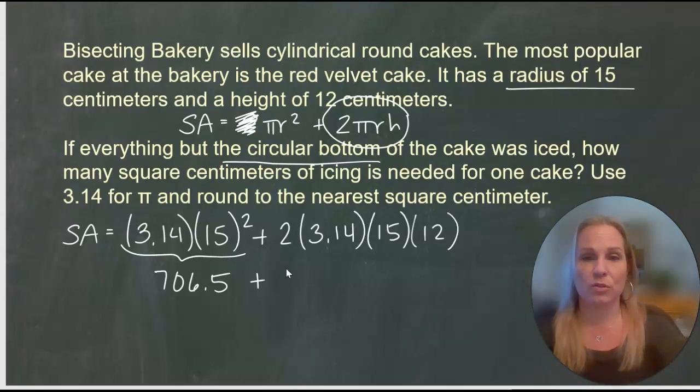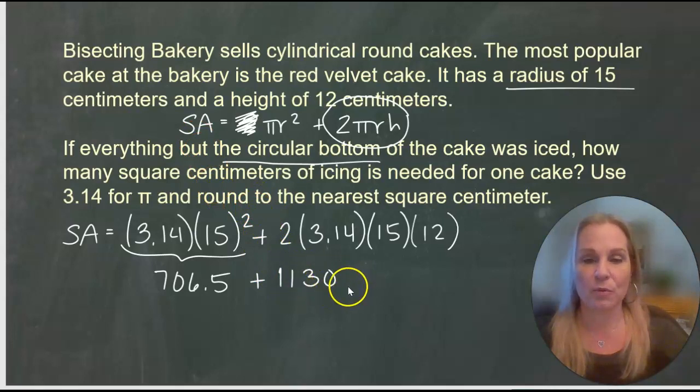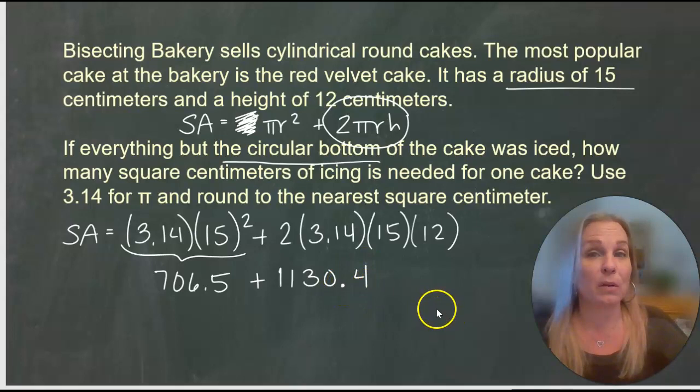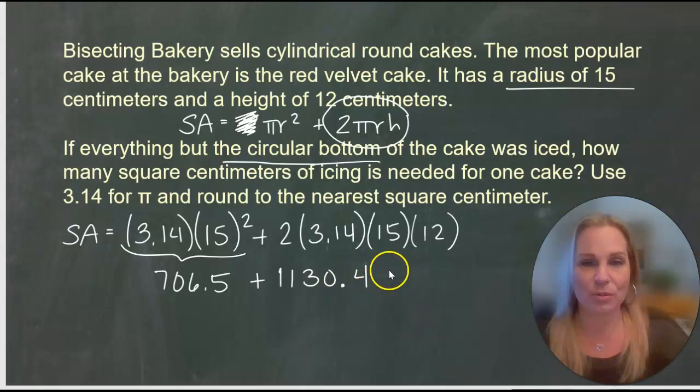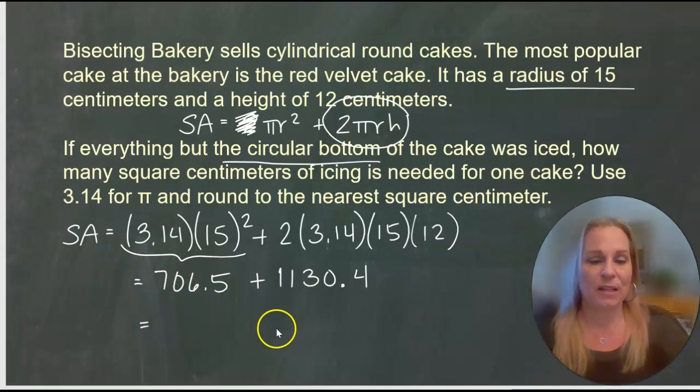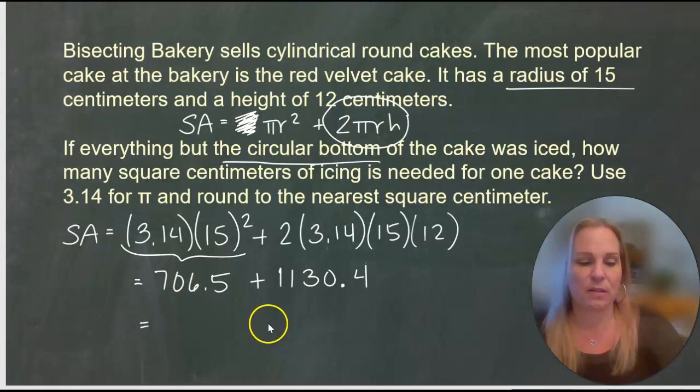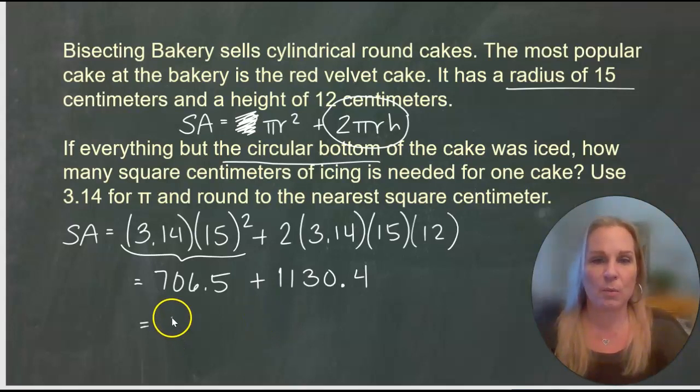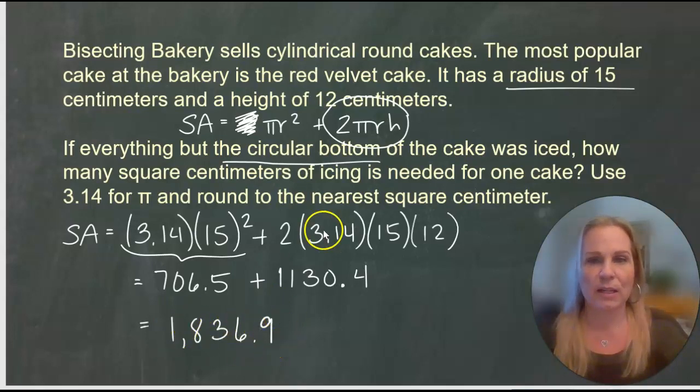And then for the second part, 2 times 3.14 times 15 times 12. And notice, you guys, I'm following order of operations. I'm doing all of the multiplication before I use the plus sign that's in the middle of the formula, right? Adding is the last thing I do. All right, then I'm going to add these together. So plus 706.5 equals 1,836.9. And it says round to the nearest square centimeter.